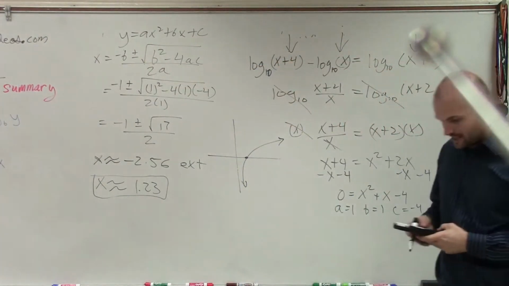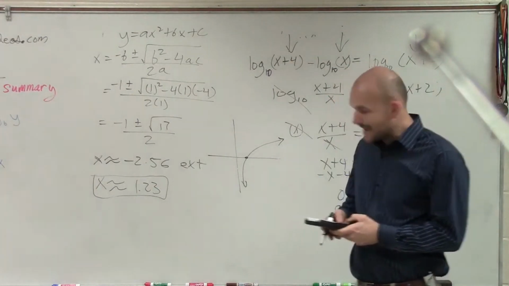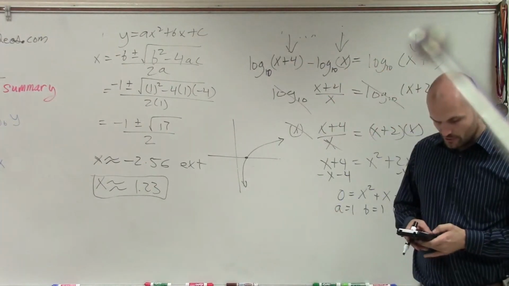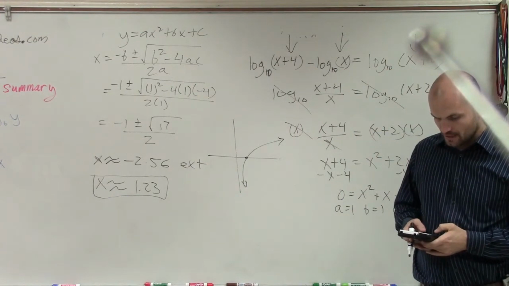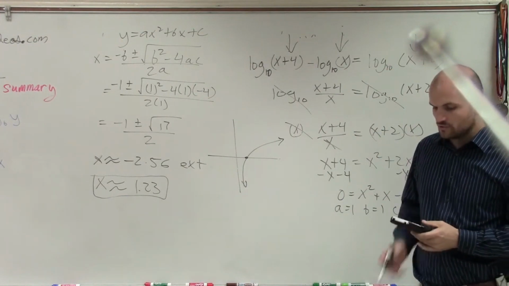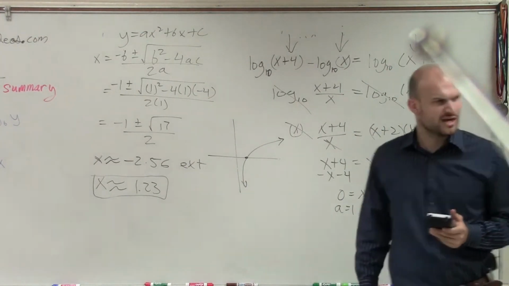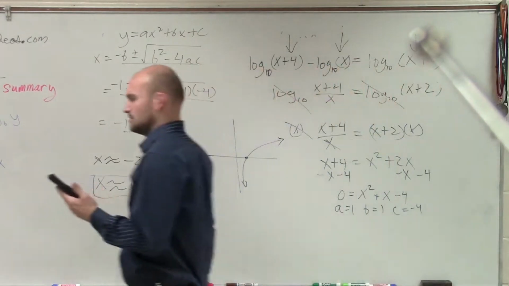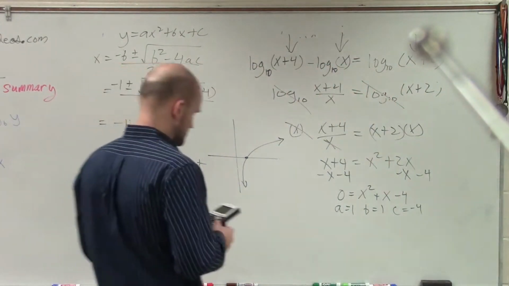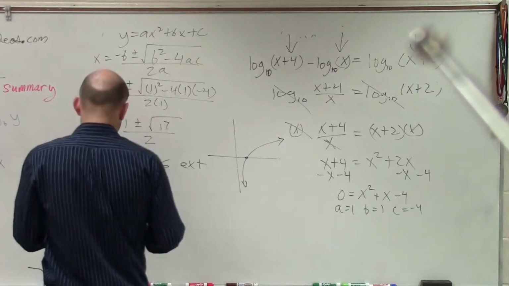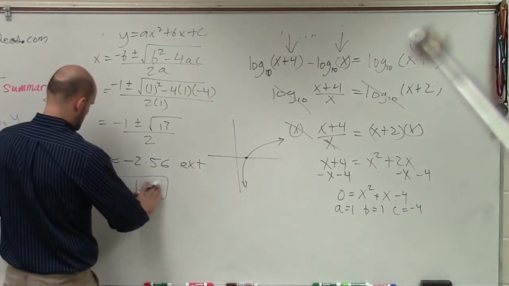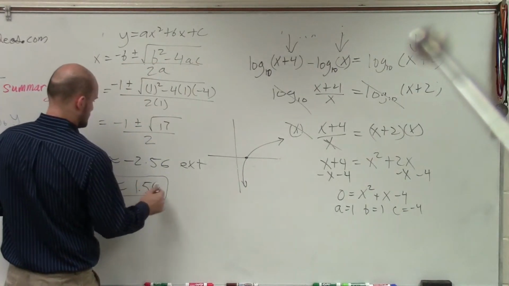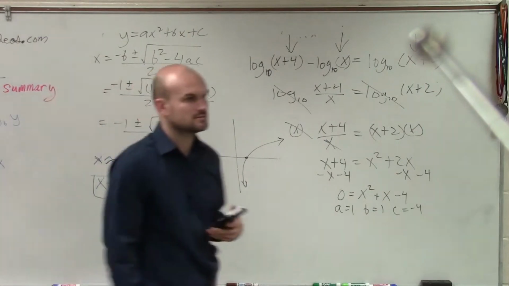I took -1, and I added it to the square root of 17. And then I divided that by 2, which was 1.56. Is that what you got? Yeah. It's 1.56.